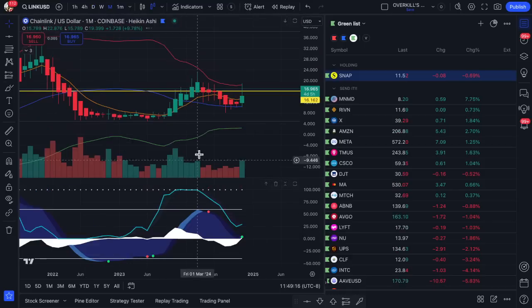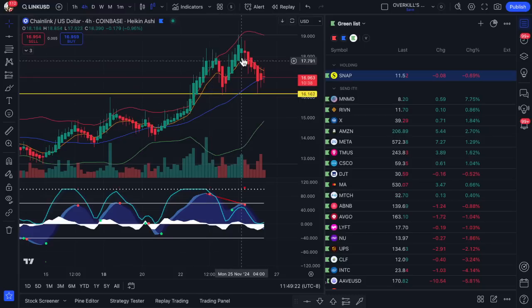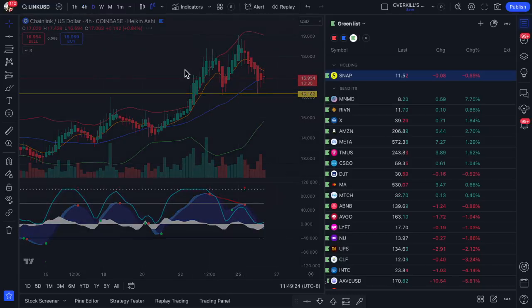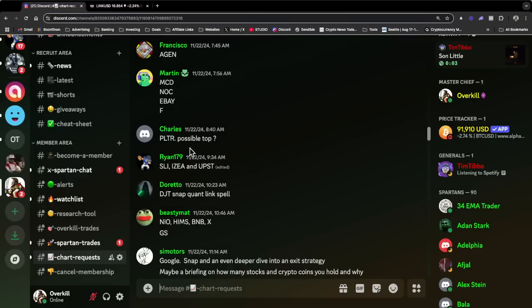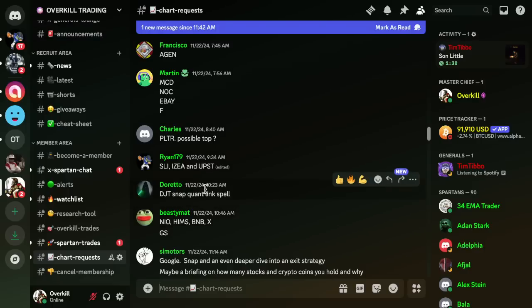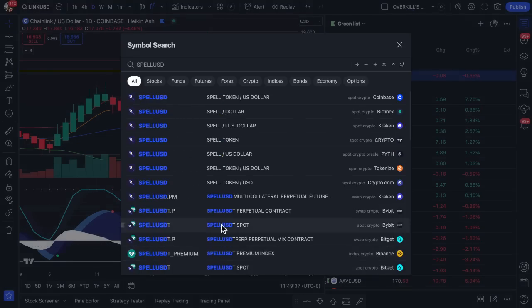If you're long on the name, you're probably good with the monthly chart looking the way it is. This thing looks like it wants to absolutely explode. Look at the 4-hour. The 4-hour is kind of coiling up here on Chainlink. So I'd put a stop loss at, call it $16 there on Chainlink for a trade. Spell, and again, I don't like the red dot. So that's what spooked me.